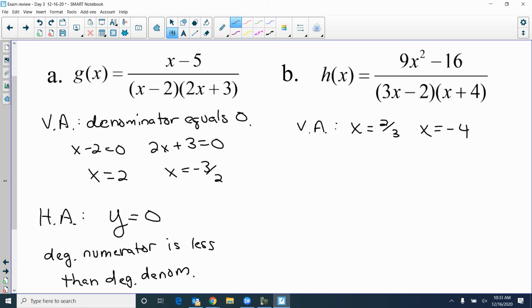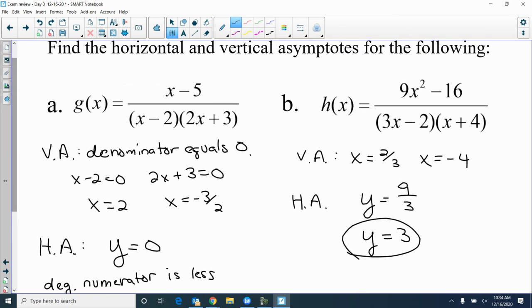Since the degrees are the same, you look at the leading coefficient. What's the leading coefficient in the numerator? It's this 9. What's the leading coefficient in the denominator? Cooper, what would that be? 3. So your horizontal asymptote is going to be y equals 9/3, which reduces to 3. That's how you would list it. Vertical asymptote is always x equals. Horizontal is always y equals. All right, we're good?